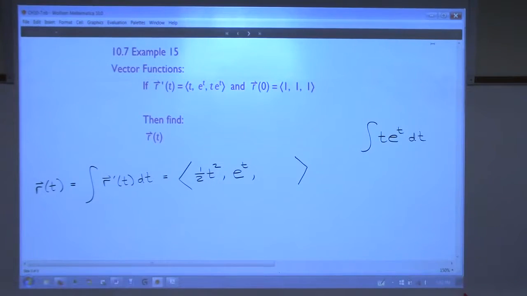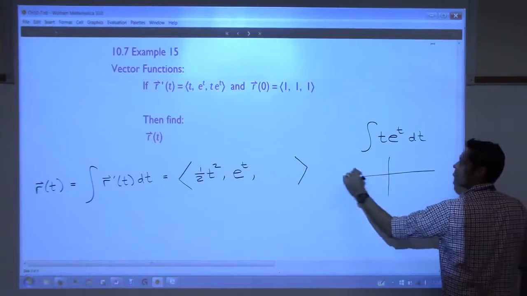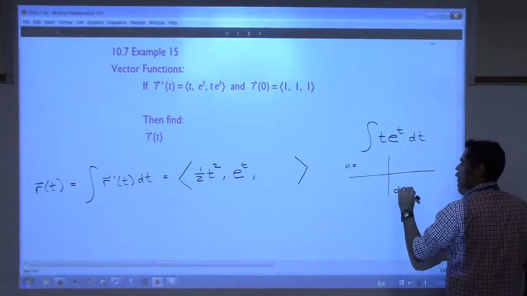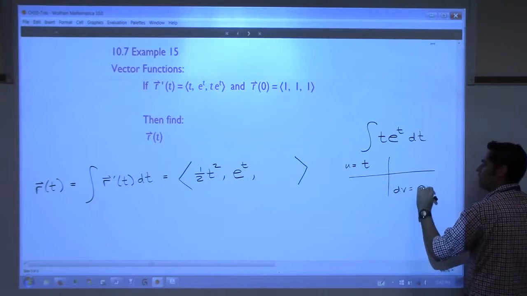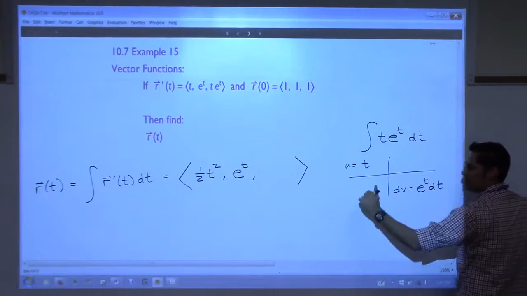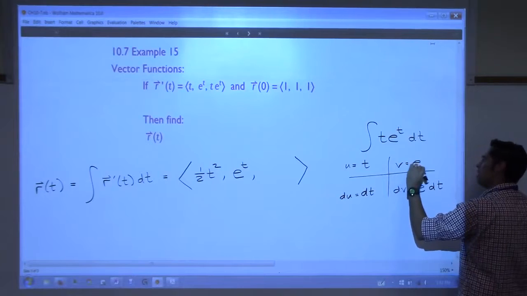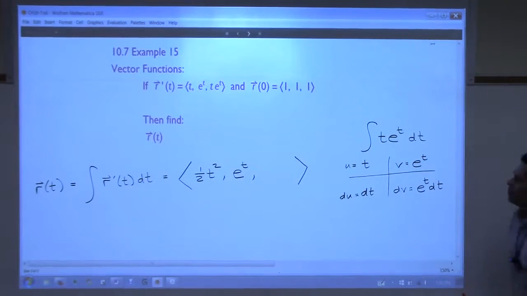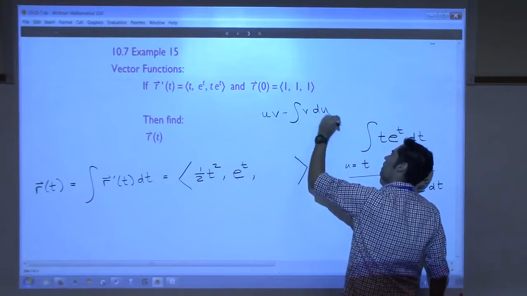Ultraviolet minus blue. So integration by parts. Again, depending on how you saw it, the way I do it in my classes is we choose what U is, we choose what dV is. So in this case, U would be t, and dV would be e to the t dt. And then we go down, take the derivative here, du is dt, and v is e to the t. And then we do the formula for integration by parts, which is uv minus integral v du.